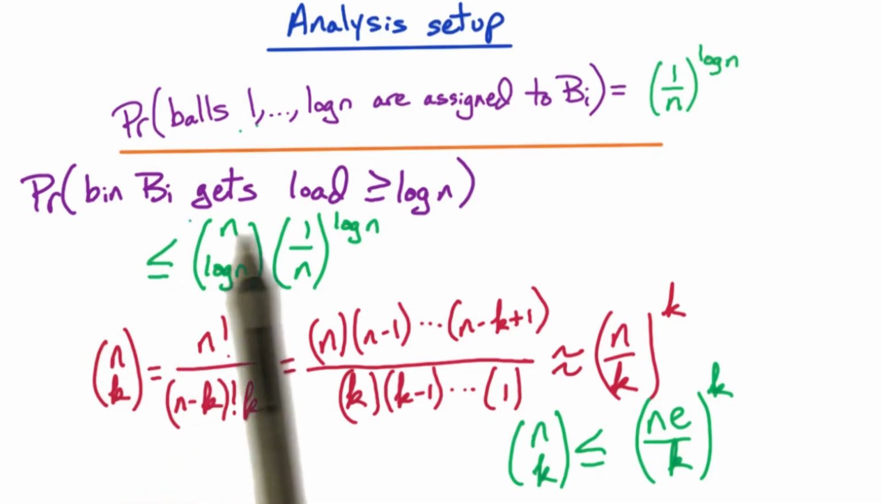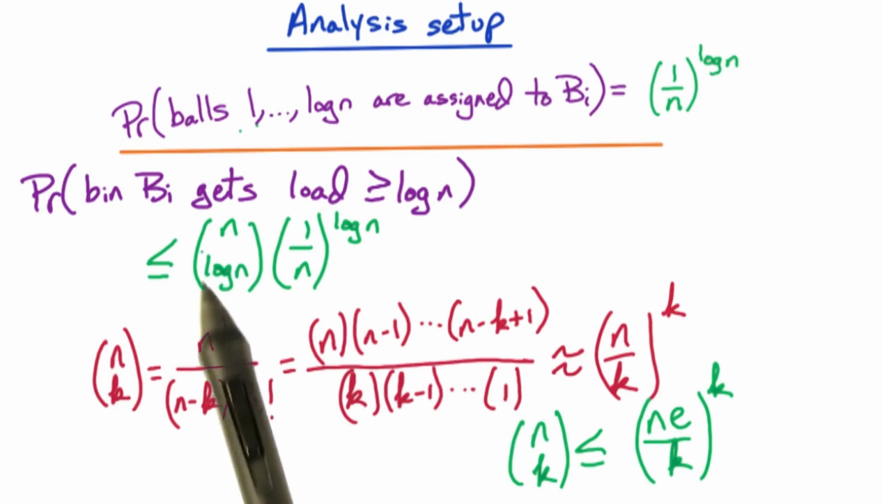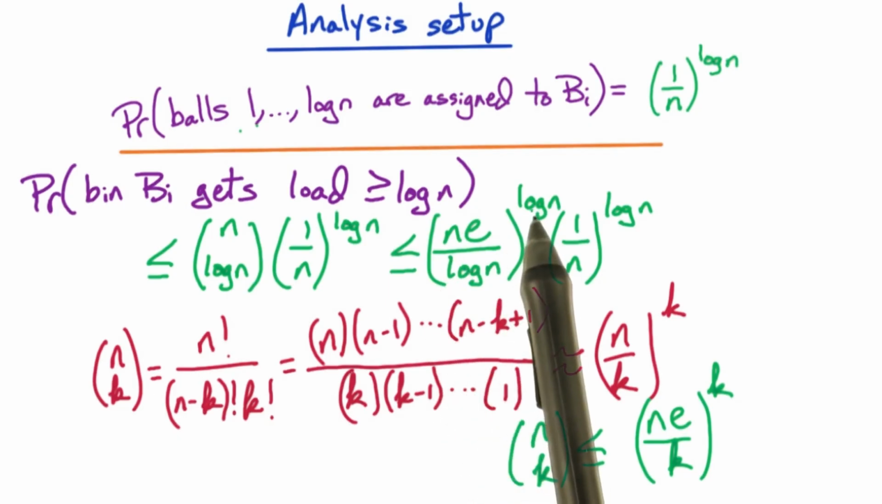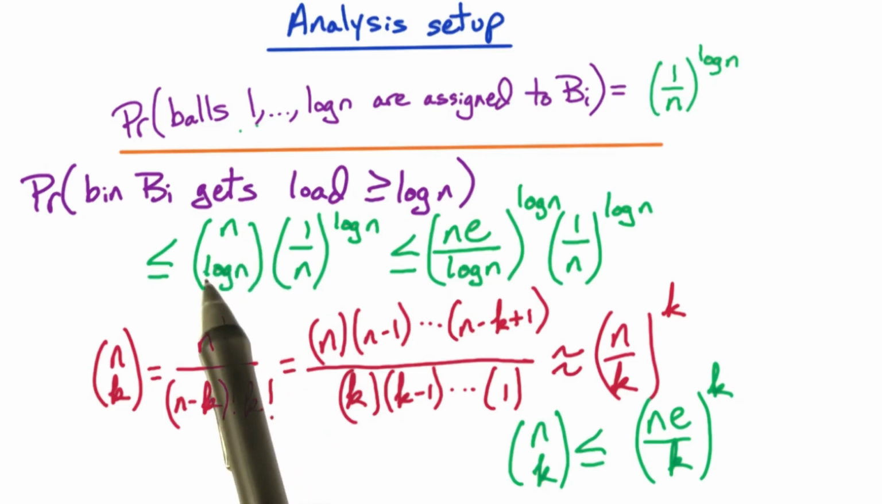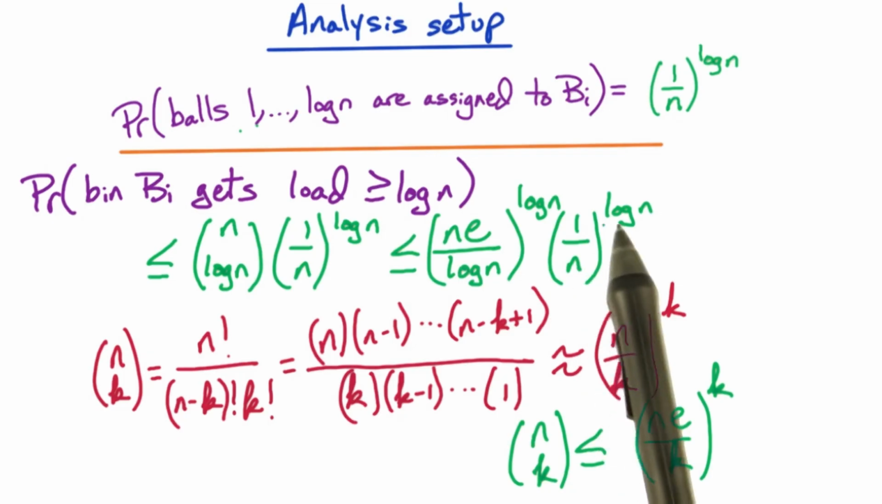We're aiming for an upper bound on the load size of bin Bi. So we can upper bound n choose log n by using this formula. Plugging in this bound for our case, we have k equals log n in our scenario. So we get the upper bound n times e over log n raised to the power log n. That's for the n choose log n. And then we still have this term, 1 over n to the log n.